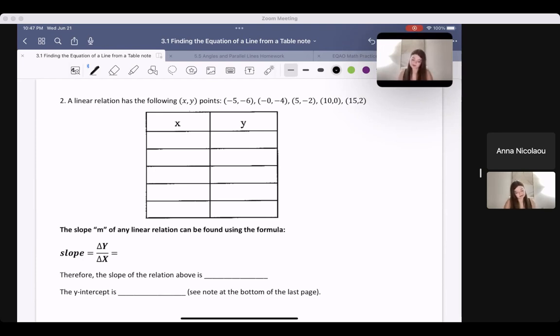So I'm going to put these into here. So here we have -5 and -6, sorry, it's -6 rather. Then we have 0, -4. We have 5, -2, 10, 0, and 15, 2. So those are our points.